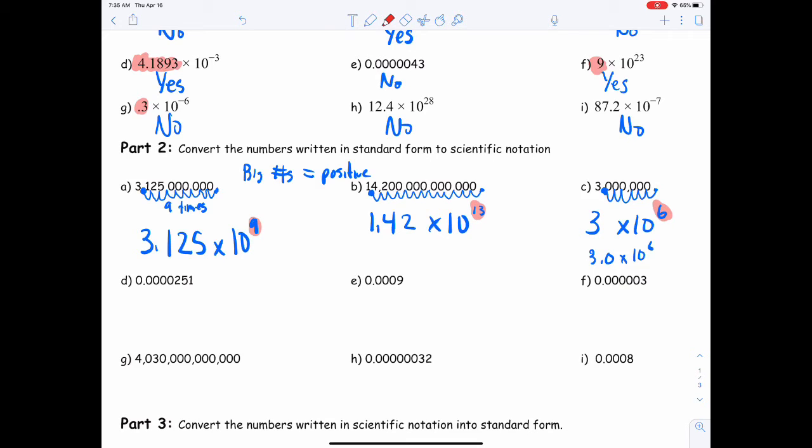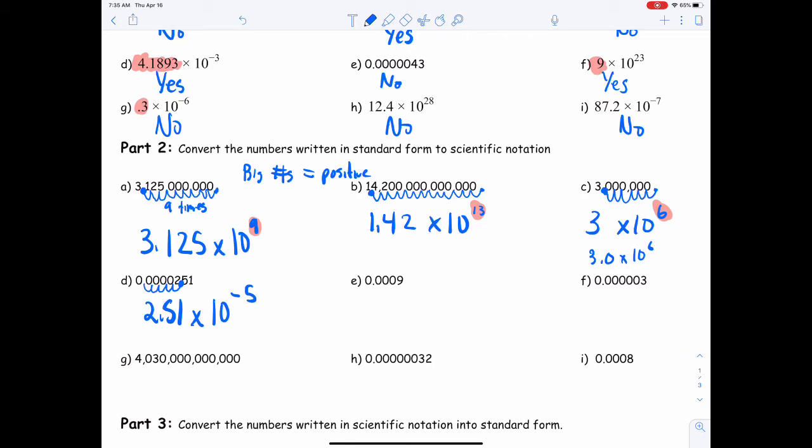But for these small numbers, we're going to have negative exponents. So let's take a look at D. Let's scooch this decimal over until we get a number between 1 and 10. So 1, 2, 3, 4, 5. Now we're at 2.51. That's where the decimal point is. Is 2.51 between 1 and 10? Sí, as they'd say in Spanish. So we moved it 5 times, so we're going to multiply by 10 to the negative 5th.